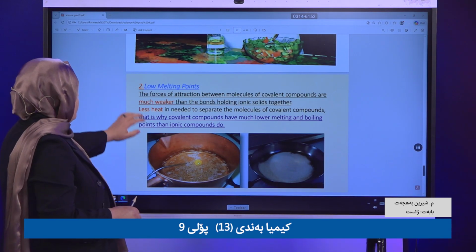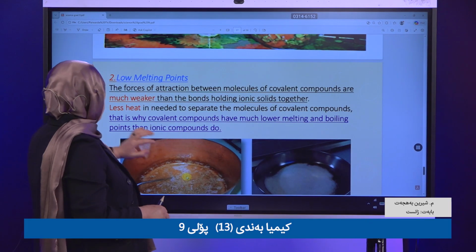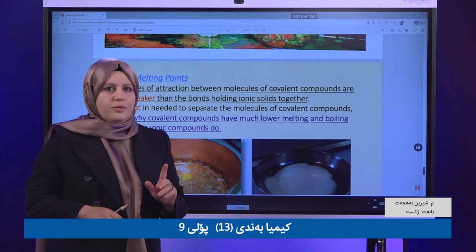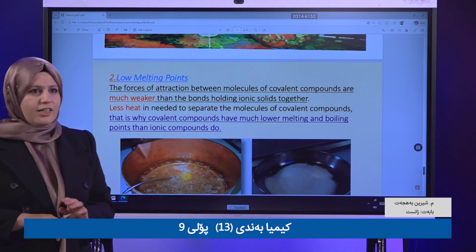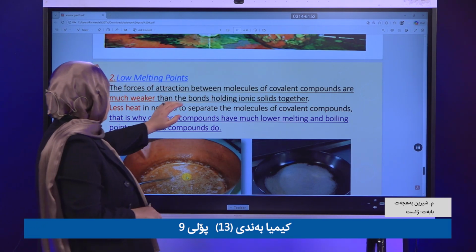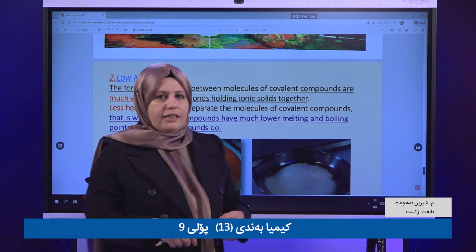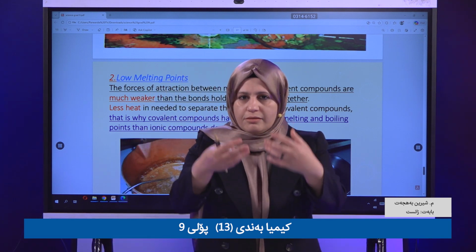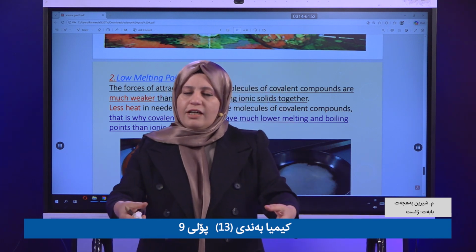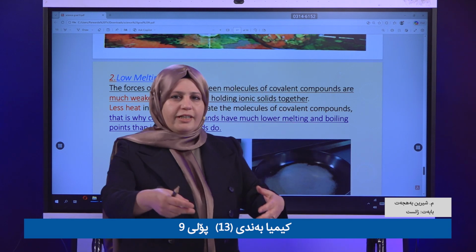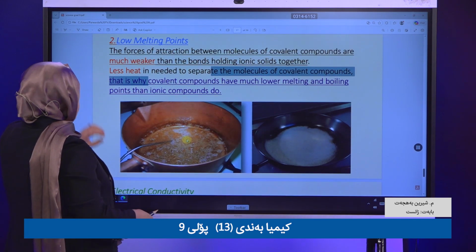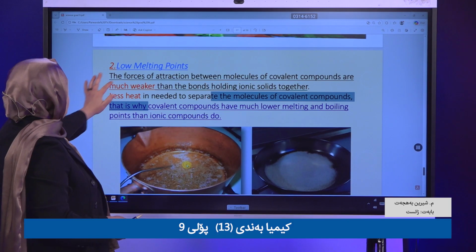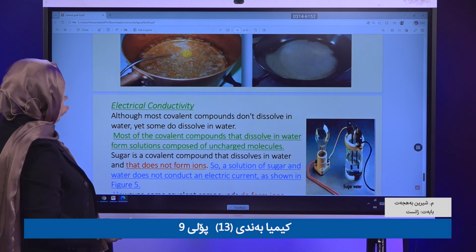Another property is low melting point. Okay, they have a low melting point. If you put some sugar into a pan, it starts to what? Melt. Have you made any caramel? Do it today, okay? Do this experiment. So they have a low melting point, okay?